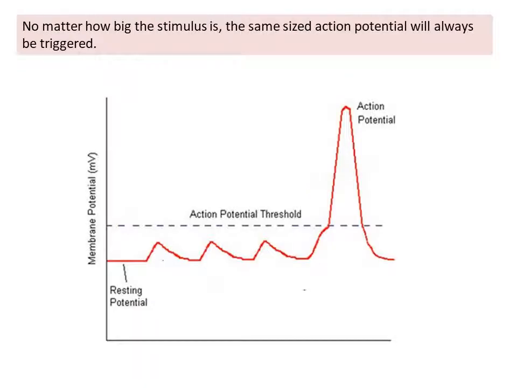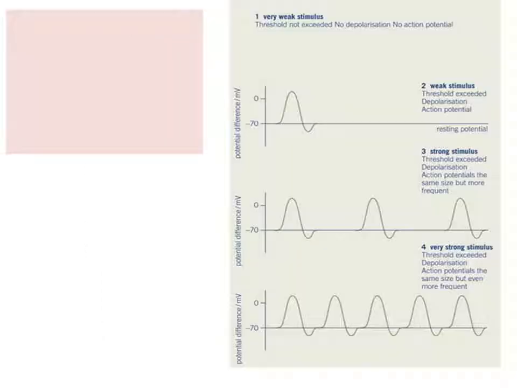So no matter how big a stimulus is, you will still get the same size action potential, which may sound very strange because you'll think sometimes if you're touched, you can notice that the touch is very gentle and light, or you could be touched in a very harsh way, so you know that actually it does feel different. And that isn't to do with the size of the action potential, but it's to do with the frequency of the action potential. So this information is summarised here with these graphs.